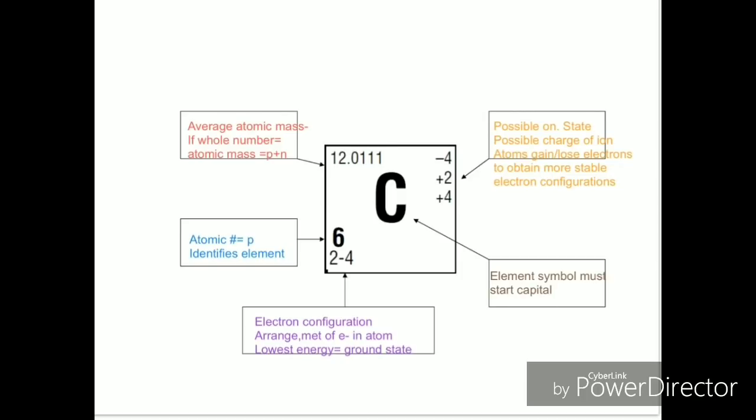Notice that our atomic number, which corresponds with our symbol, tells us the number of protons. If the atomic mass is the sum of protons and neutrons, all you need to do is subtract the atomic number from the atomic mass to find the number of neutrons.